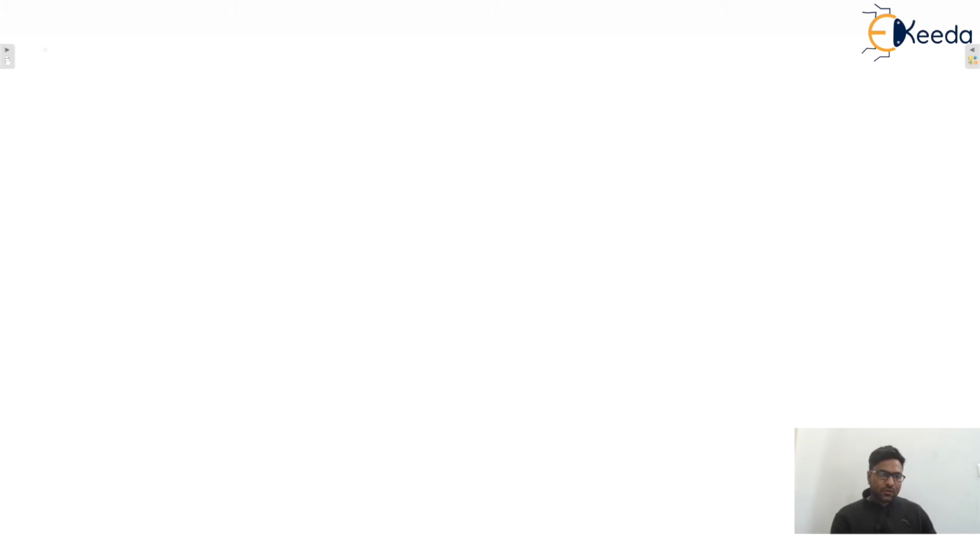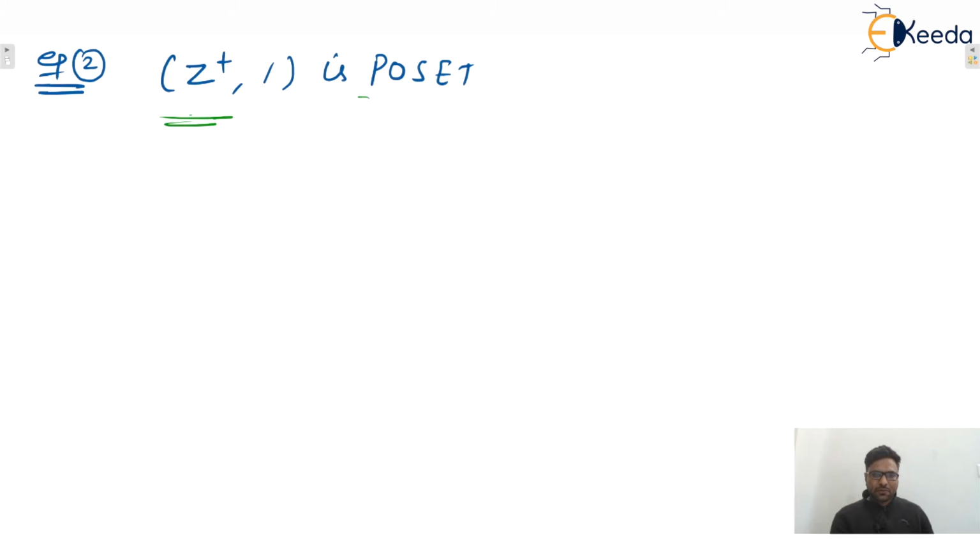Yes, let us take one more example. Let's say example number 2. Here Z plus, the set of positive integers, is given under the divisibility relation. So you know it is a poset, a well known poset. No problem at all. We discussed this one recently. Now you only tell me whether this one is a TOSET or not. If it is a TOSET, then it must first be a poset.